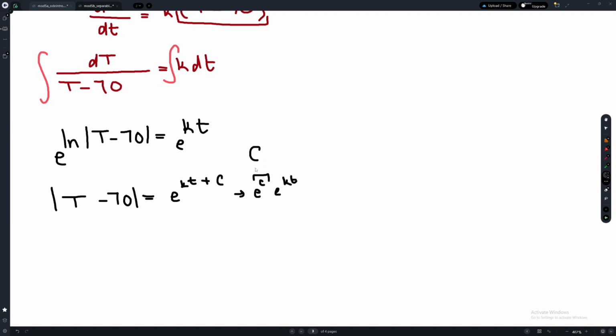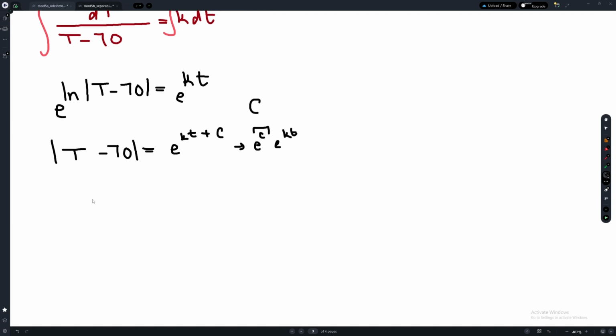Or I'll just keep it at c, I guess. I'm not sure what the teacher represented it by. I'm going to keep it at c. Okay, and since we know this is plus minus, but we're only taking the absolute, we're not going to take care of the minus, we're only going to take care of the plus.